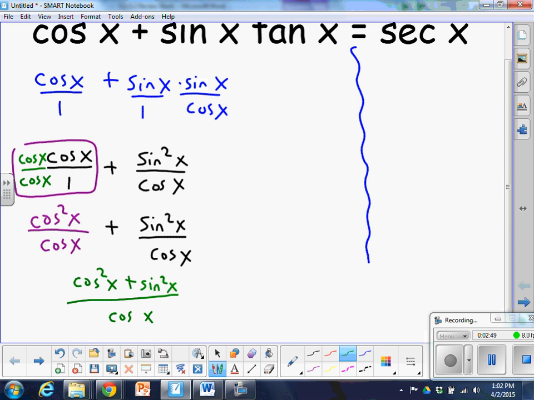And then what I'm noticing now, I'm still looking on the left side of the equation here, so that numerator is really just 1, isn't it? Sine squared plus cosine squared is your basic Pythagorean identity. So it's 1 over cosine x, and that, of course, is secant x. So that's what the other side of the equation wants to start with, so we are kind of done here, and everything works nicely.